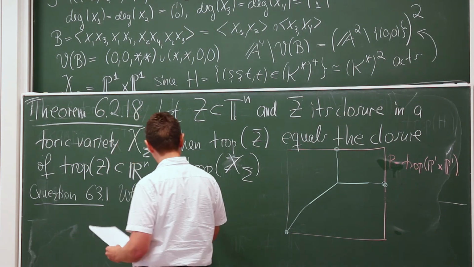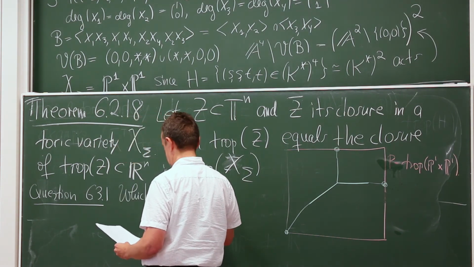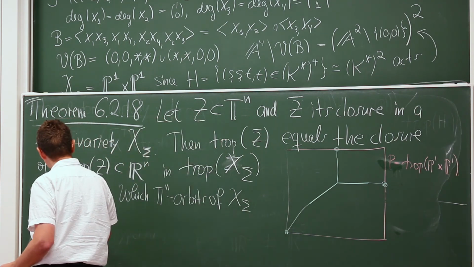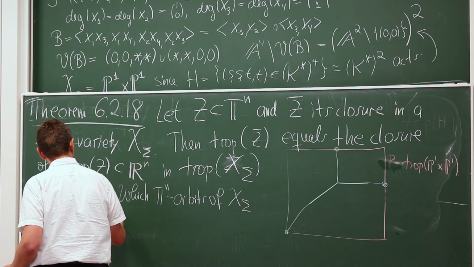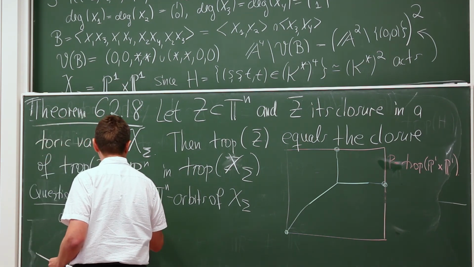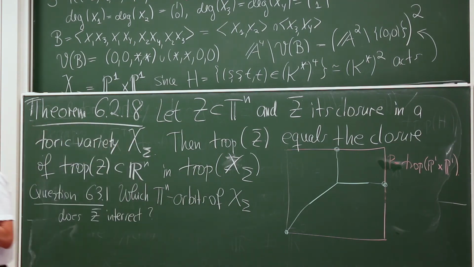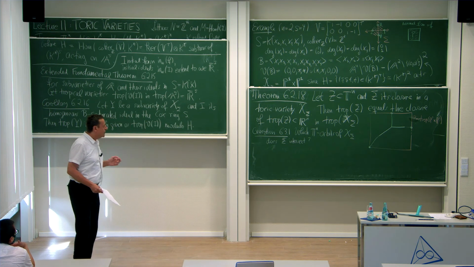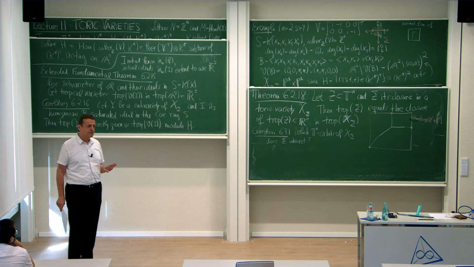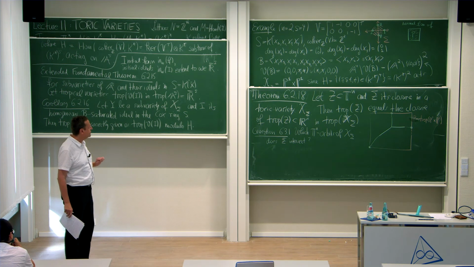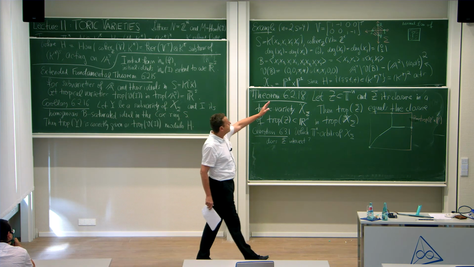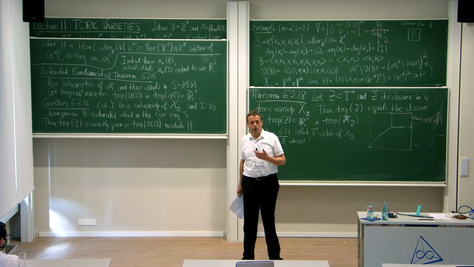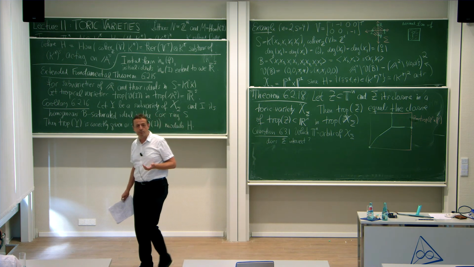Which torus orbits of the toric variety does such a closure intersect? Now, I haven't really spoken in my short presentation of toric geometry about the orbits, but the orbits on a toric variety are indexed by the cones in the fan, right? So if you have a fan, for example, up there, you have this red fan with 9 cones of different dimension. They correspond to the 9 torus orbits on P1 times P1.